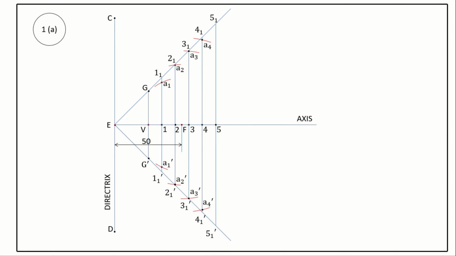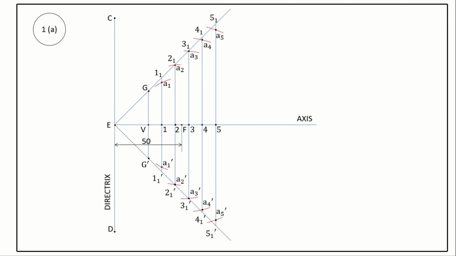Again take a compass, measure the length 5, 5, 1. Taking F as center, cut the same line 5, 5, 1, mark the point as A5. Similarly, on the bottom side using the same radius and F as center, cut an arc, mark the point as A5 dash.